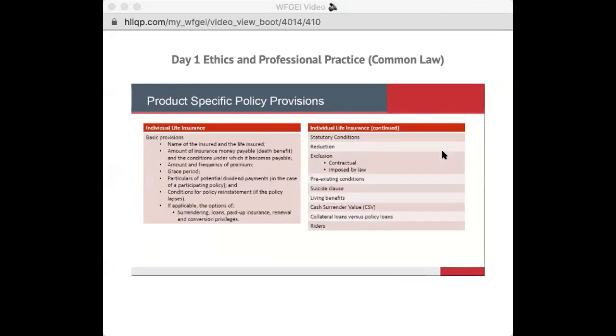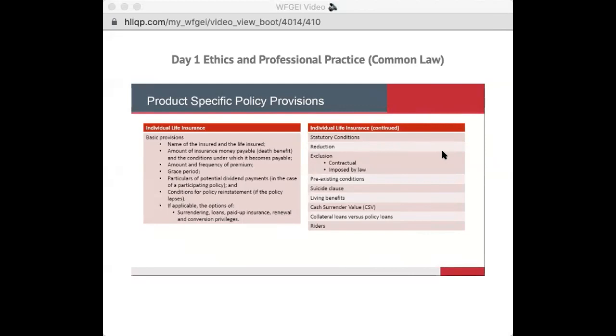Okay. So let's go on to talk more about product specifically too. So first of all, the individual life insurance. The basic things that we need to make sure that the insurance company is aware of is what they need to know basically in the application. Name of the insured and the life insured, the amount of insurance, of course, that's payable upon death, and under which conditions it's payable. Is it an accident, natural death, that kind of stuff there. The amount, frequency of payment, what the grace period is. If you did choose a dividend, what kind of dividend did you choose? Conditions to apply for reinstatement of the policy, and anything that's applicable to how do you surrender the contract, any loans, paid up insurance, all these things here all form the individual life insurance contract.